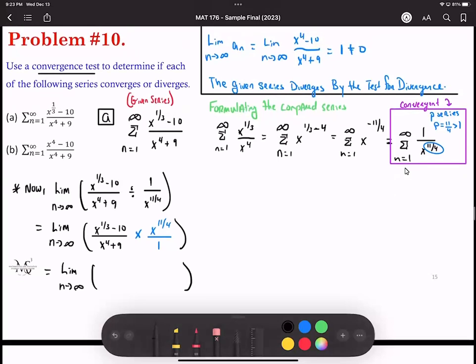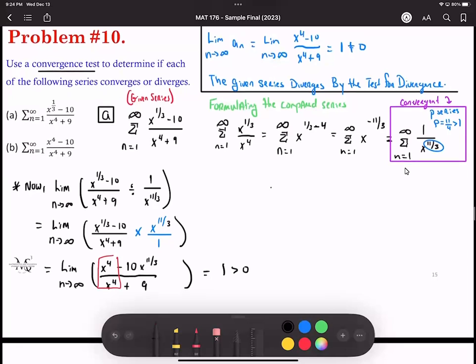Sorry, this shouldn't be 11 over 4. That should have been 11 over 3. So let me fix that. Oopsie. So x to the 1/3 times x to the 11 over 3 is x to the power of 12 over 3. But x to the power of 12 over 3 is just x to the 4th minus 10 x to the power of 11 over 3 divided by x to the 4th plus 9. Now, since your highest powers are the x to the 4th, you're looking at this ratio, your limit is going to equal 1. So the limit exists, it's finite, it's positive.